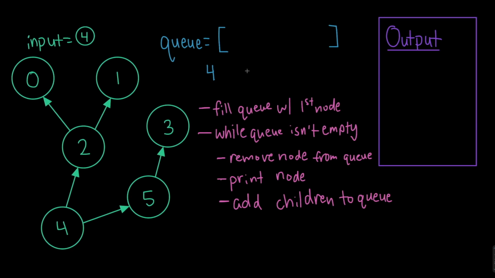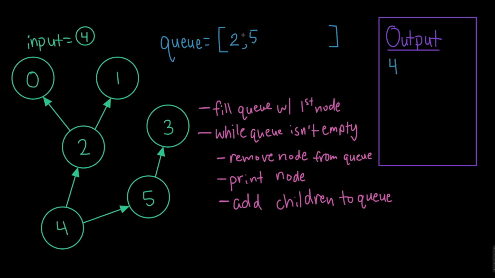So I have this output over here that just represents whatever we're printing. So we can just grab our 4 node and put it right here because it's going to be printed. And then we add the children of the 4 node to the queue. So what we want to do is grab the 2 node and the 5 node. So get 2 and 5 and add them to the queue. Then we go to the next iteration.